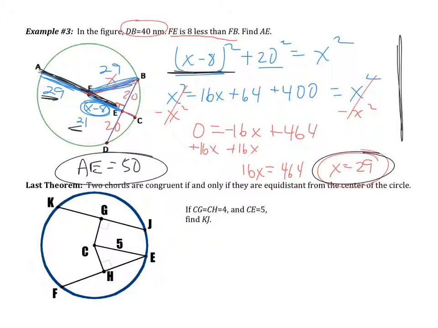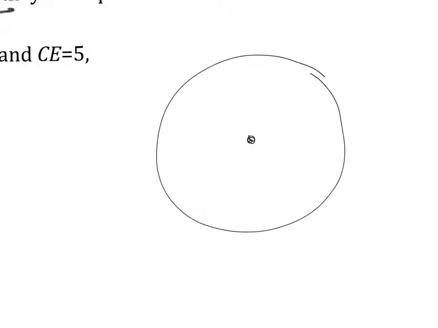It talks about 2 chords are congruent if and only if they are equidistant, the same distance away from the center of the circle, okay? All right, so I'm just going to kind of throw something in here. If I were to have a circle, okay, and I were to draw 2 chords, are these 2 chords equal in length? No. One is obviously longer than the other, right? Okay, and the reason is they are different distances from the center of the circle.